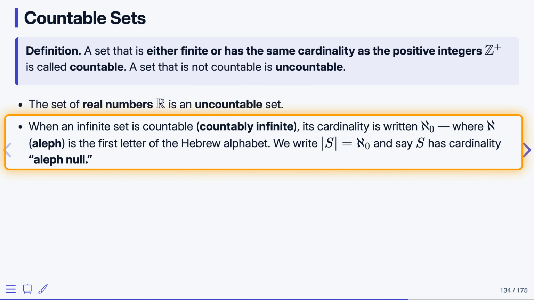When an infinite set is countable, we give its size a special name. We write its cardinality as aleph, with a small zero below it. Aleph is the first letter of the Hebrew alphabet, and it looks a bit like a slanted X. We read it as aleph null. This is our first infinite cardinal number.